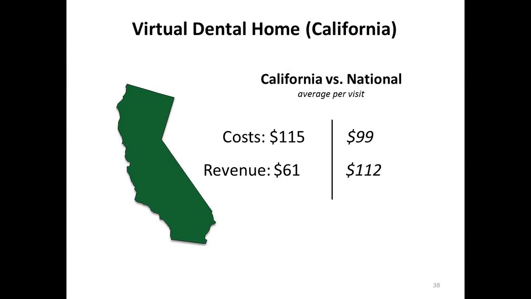Right now, the Virtual Dental Home demonstration program in California is grant funded. Here's the economic scenario if it could bill Medicaid for services. Because California has one of the lowest Medicaid reimbursement rates in the country, and dentist and hygienist salaries higher than the national average, the program would need additional funding. If wages and reimbursement were closer to the national average, the program could cover its costs by billing Medicaid for services delivered.